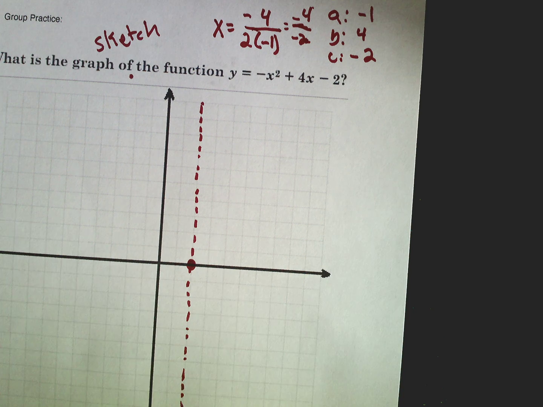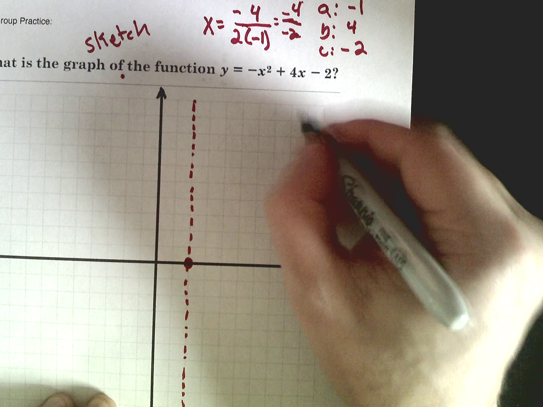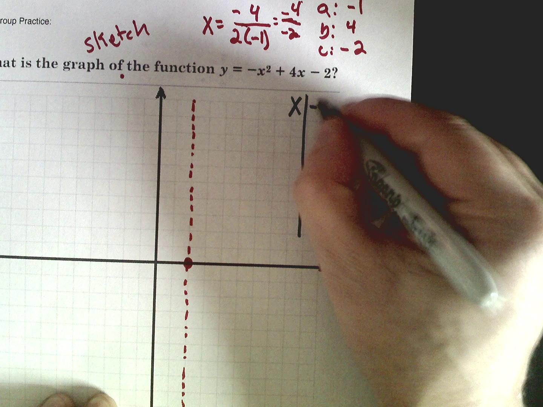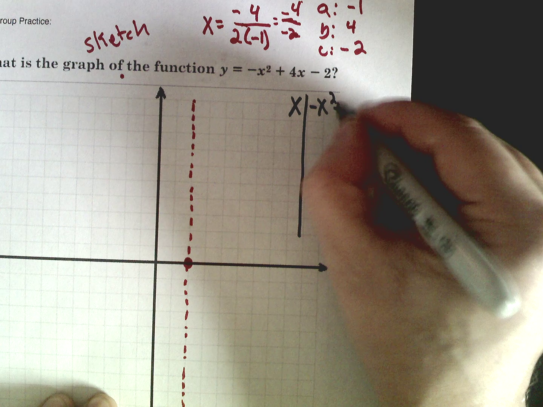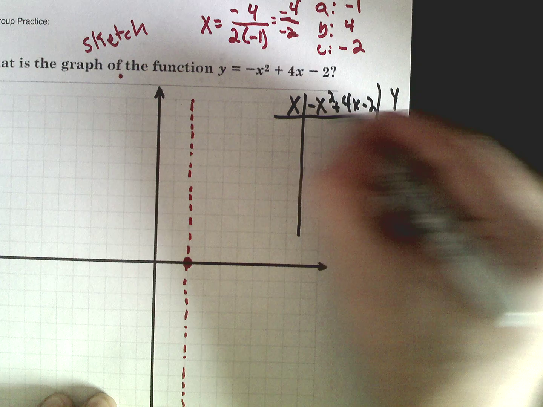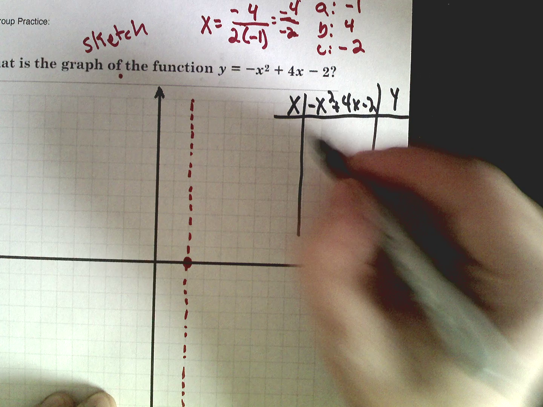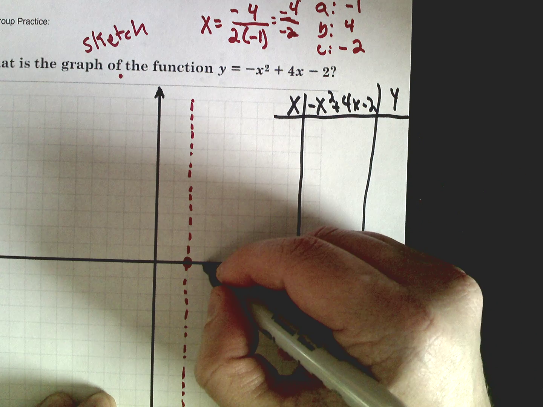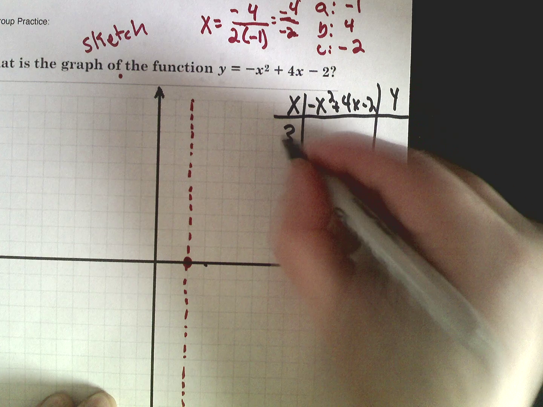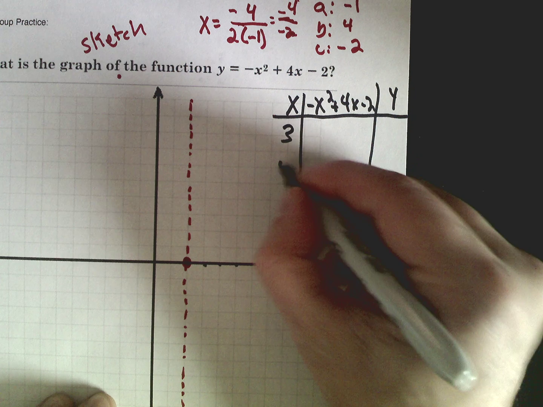So where are all these numbers? Well, I can start plugging these in. I'm going to take the cheat. I'm going to put in some x's, put them into our formula, negative x squared plus 4x minus 2, and I'm going to get some y's. Now, I could do this by hand, putting in one at a time, but you know I don't like to do that. So this is 2. This one here would be 3. Let's do 3, 4, and 5.